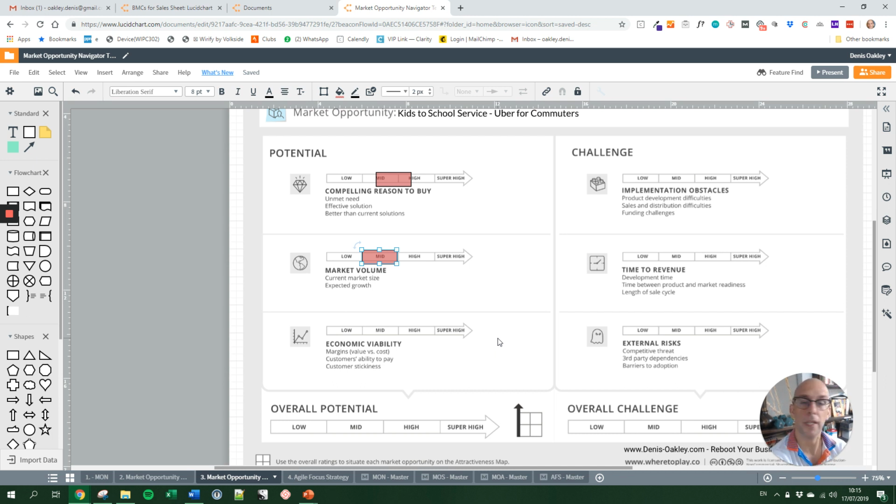Okay, let's think about the economic viability. Economic viability is, are we going to make any money? And right now, we don't exactly know how we're going to do it. Kids to school service, Uber for commuters. Okay, Uber. So we don't own the service, or we don't own the buses. We don't own the vans. We are connecting people doing the school run to parents with children to be transported, and obviously we probably need to do something about safety.